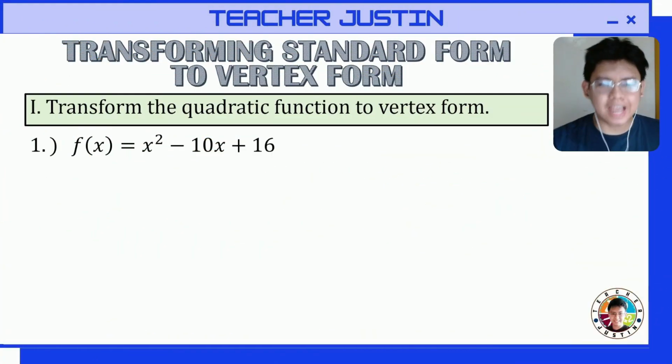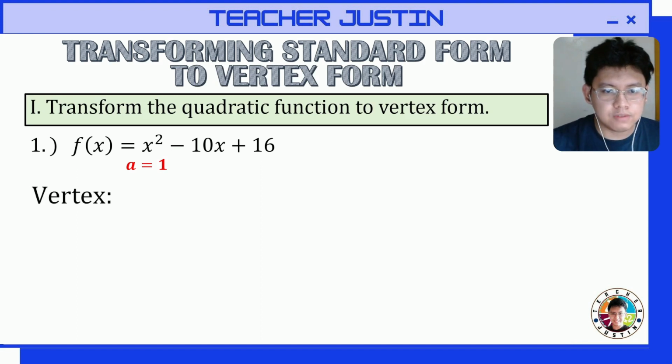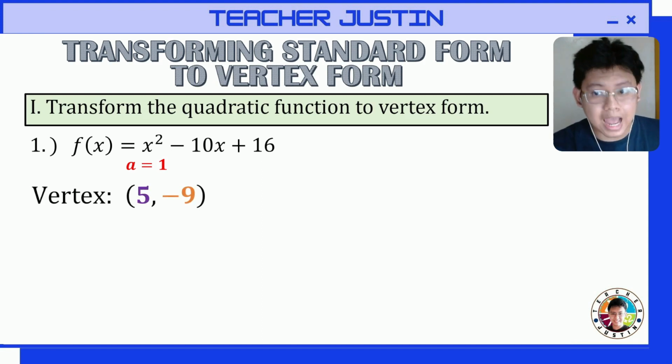Okay, let's have this item. Let's transform this quadratic function to vertex form. So we have f of x is equal to x squared minus 10x plus 16. So ang first step natin is kunin natin yung value of a natin, which is equal to 1. Then, yung vertex natin, since na-solve na natin siya in our previous video, we have the vertex 5, negative 9.